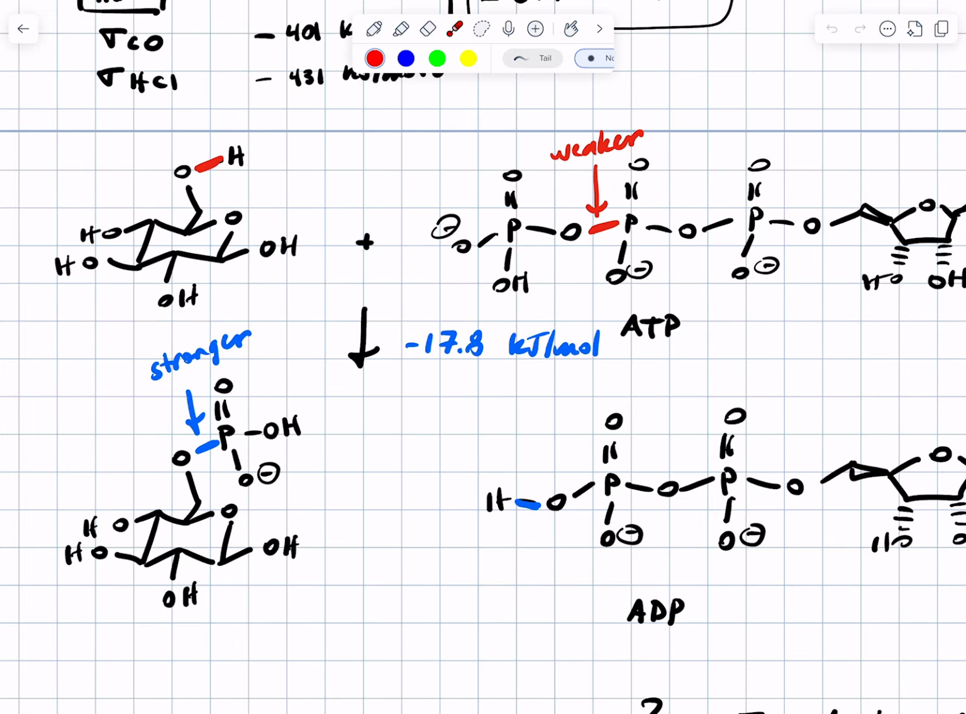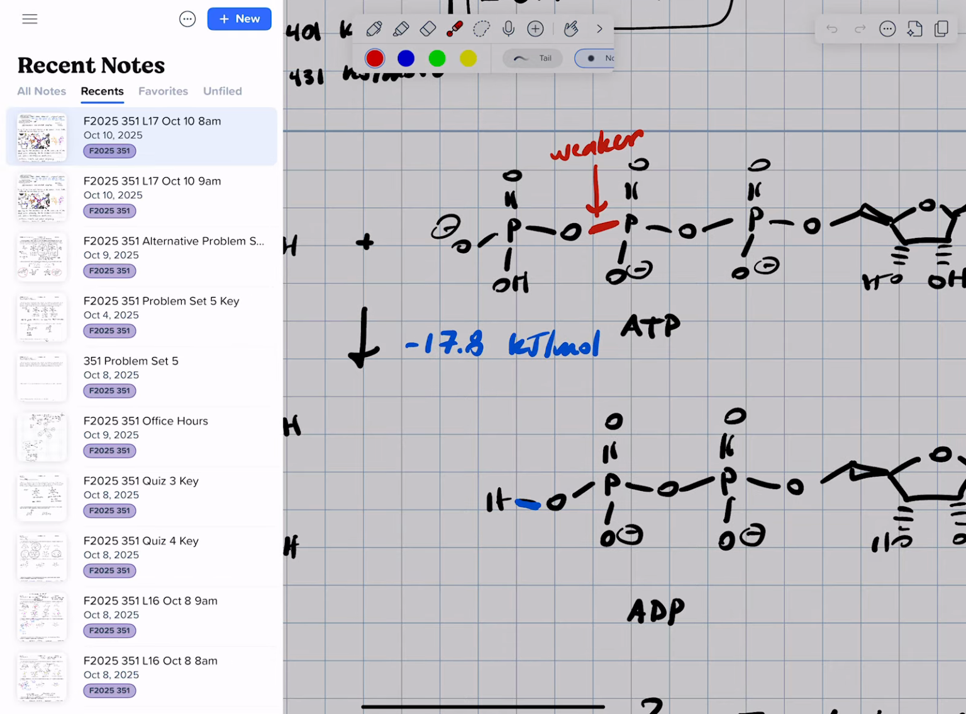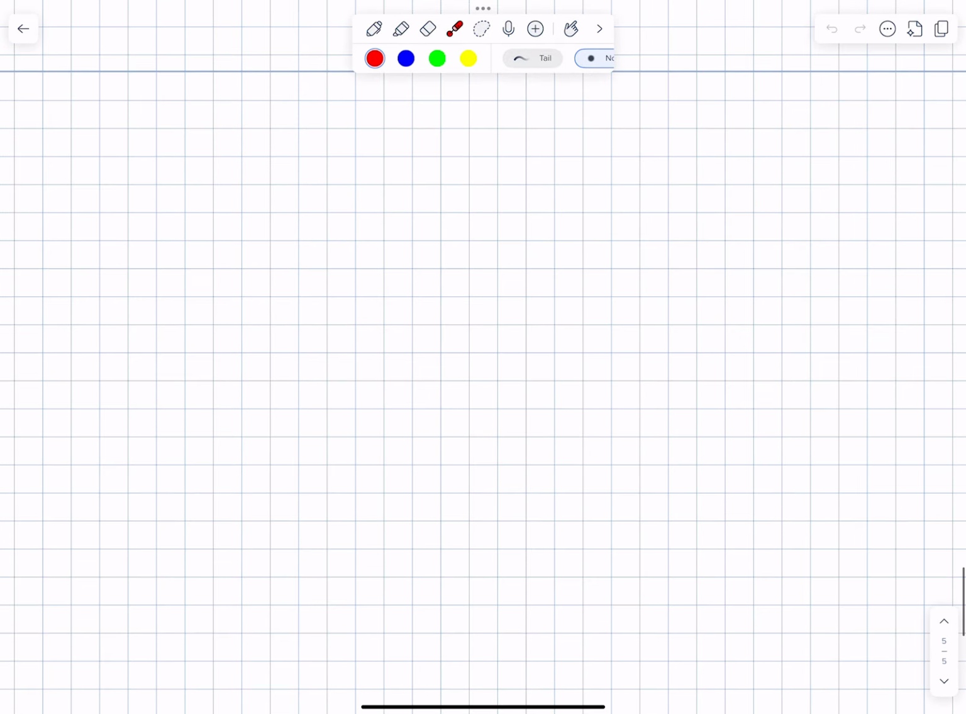Okay, all right. Now we need to start talking about kinetics. Kinetics is an issue of how reactions happen.